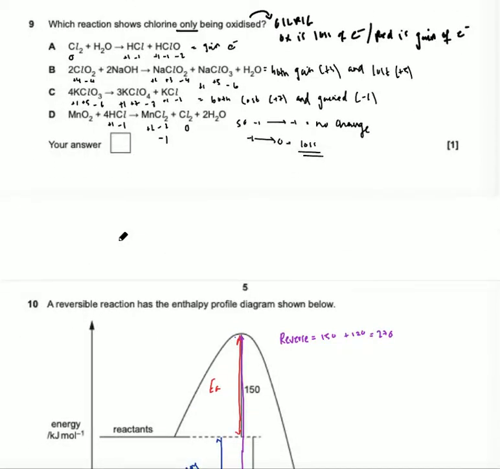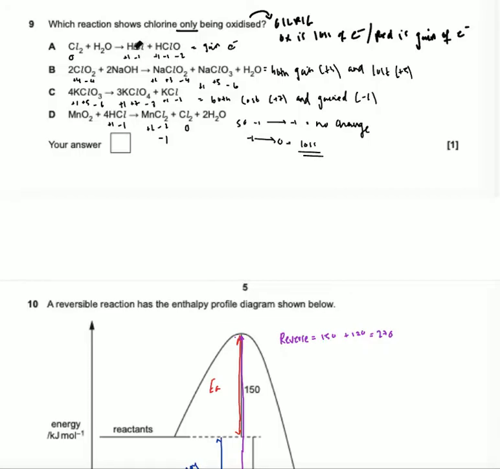Which reaction shows chlorine only being oxidized? Okay, OIL RIG, so oxidation is loss of electrons and reduction is gain of electrons. So we're looking for an equation that shows that only chlorine is going to be oxidized, and so it's going to be losing electrons. So starting with A, chlorine is an element on its own, therefore it's automatically 0.